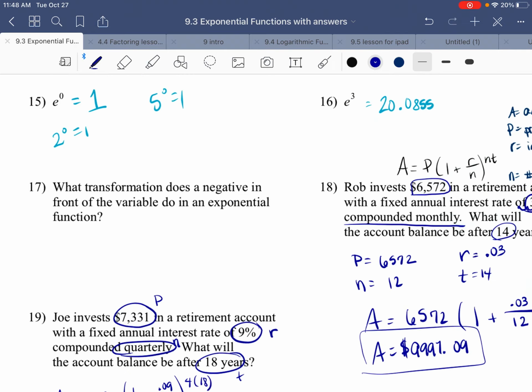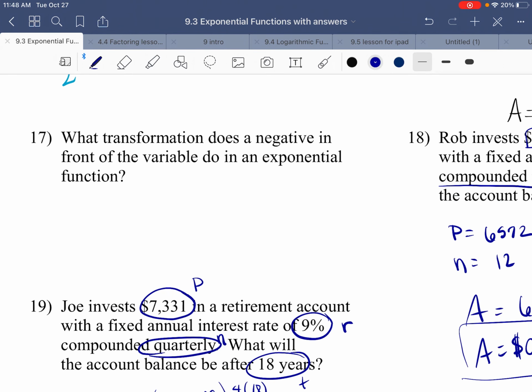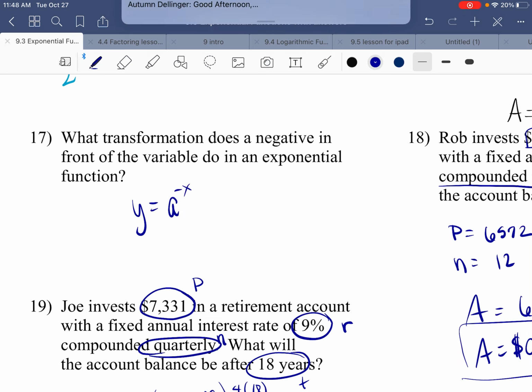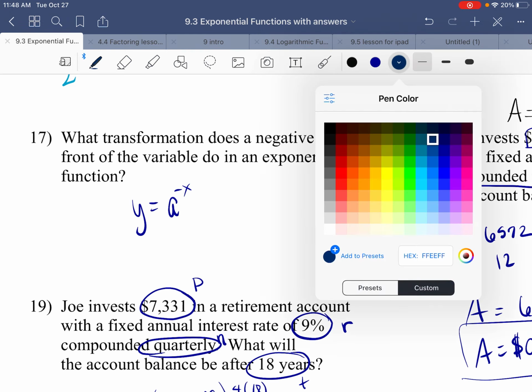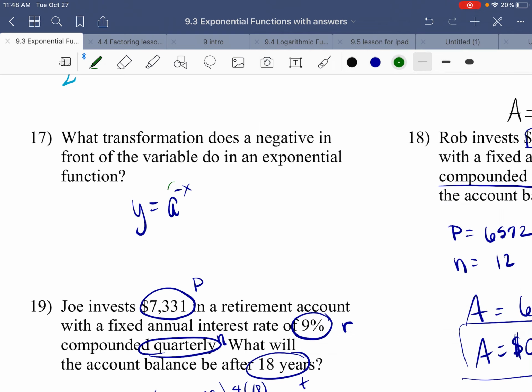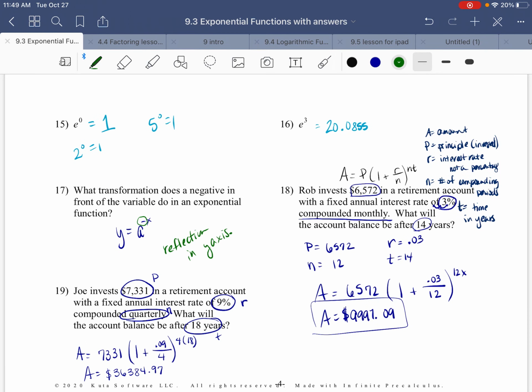And I guess one more thing we should reiterate, what transformation does a negative in front of the variable do in an exponential function? So it's talking about this. The negative in front of the variable in an exponential function. What does that negative do? Reflection in the y-axis. Okay, I'm going to call that done.